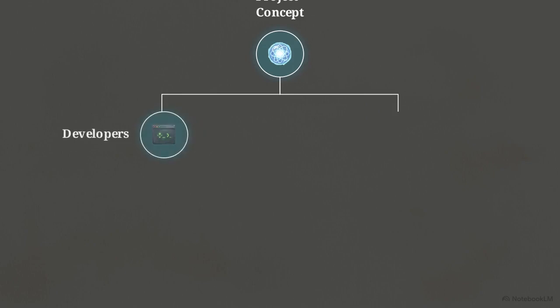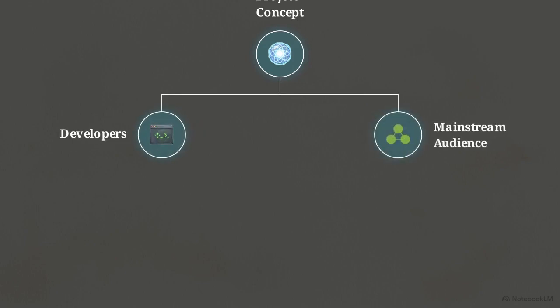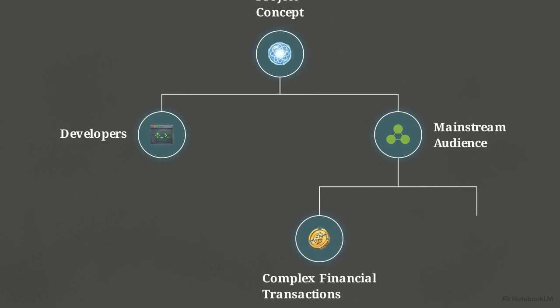To decide if your project requires the premium cost of a Web3 design agency, we can use a decision framework. The first fork is your target user base. Are you building a tool for developers or a mainstream, non-technical audience? The second fork evaluates the platform's primary function. Are users engaging in complex financial transactions with high stakes, or are they utilizing a basic viewing tool?